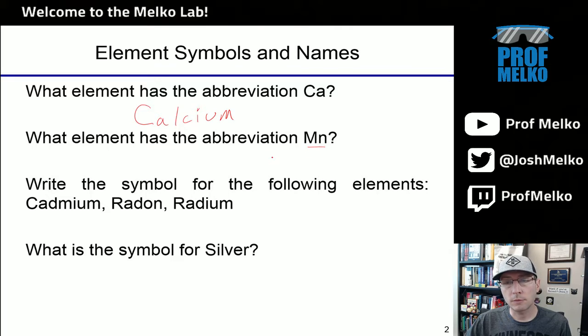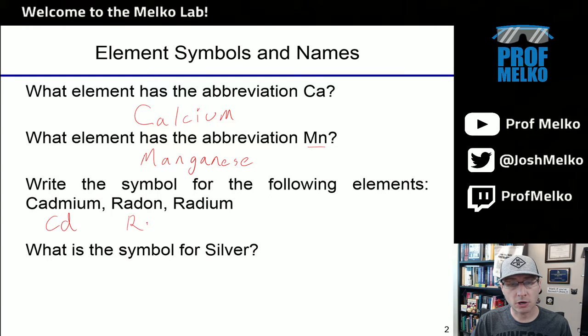Mn could be a couple different ones. We have magnesium, we have manganese, we have molybdenum. Turns out Mn here is manganese. Sometimes students find flashcards help in memorizing these harder connections. Write the symbol for the following elements. So here the question is asked in reverse. If I give you the element cadmium, it's not calcium, it's not Ca. Cadmium is Cd.